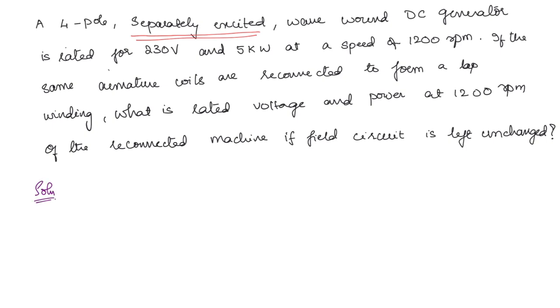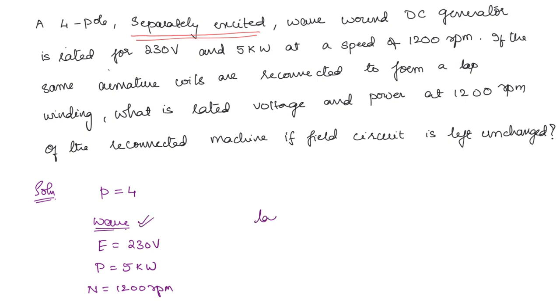So what is given? The number of poles is given as 4. First, the armature conductors, coils, were connected in the wave format. In this case, the rated voltage is given as 230 volt and the power is given as 5 kilowatt. So power is nothing but voltage into current. So these are the conditions for wave wound. Now what other information is given? The other information that we have is the speed, which is 1200 RPM, and this is in the wave case.